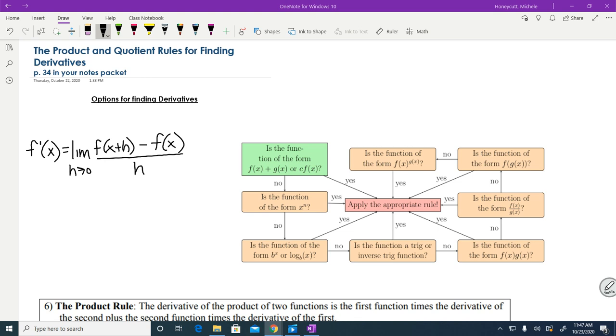Today we're going to be covering the product and quotient rules for finding derivatives. And you can find most of these examples on page 34 in your notes packet. So basically, whenever you're finding derivatives, there's a couple of options. Number one is the definition of derivative right here.